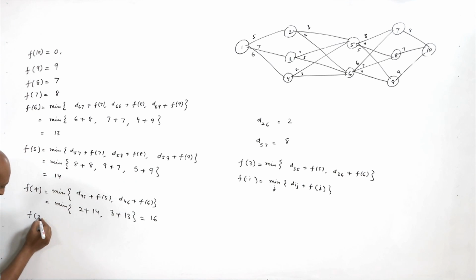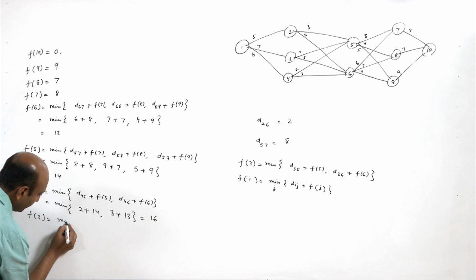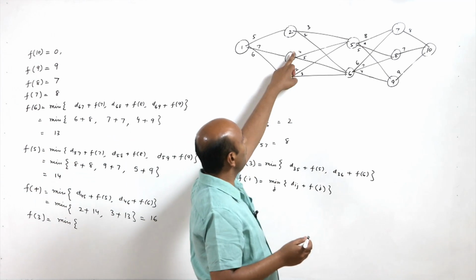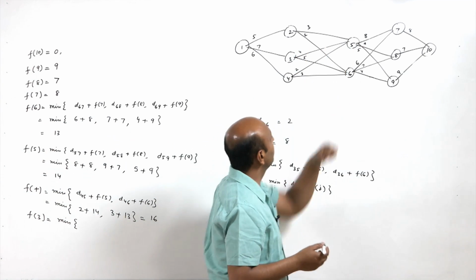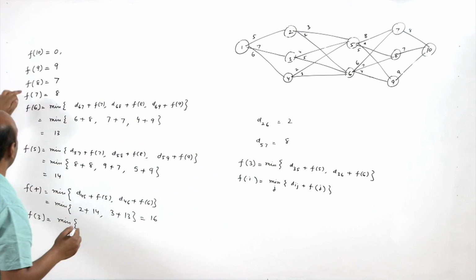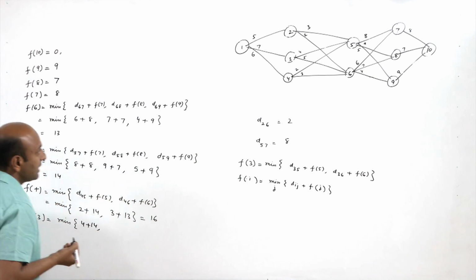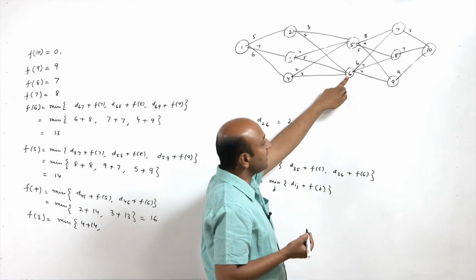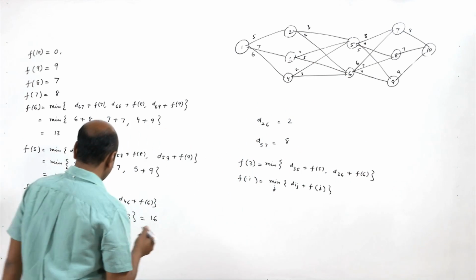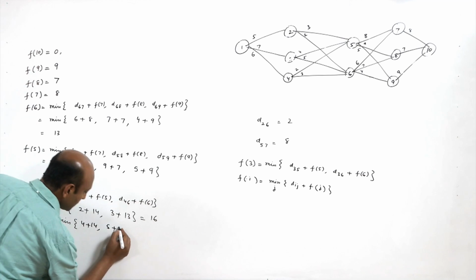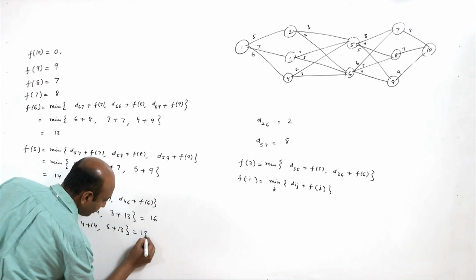Now, similarly F3. F3 will be the minimum of 4 plus F5, and 4 plus F5 is 4 plus 14, and then 5 plus F6. F6 is 13, so it is 18.